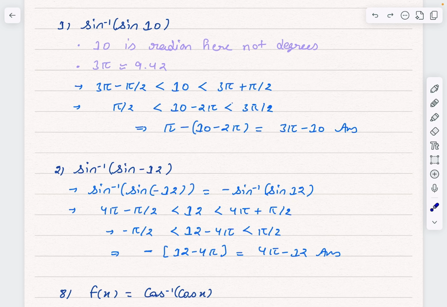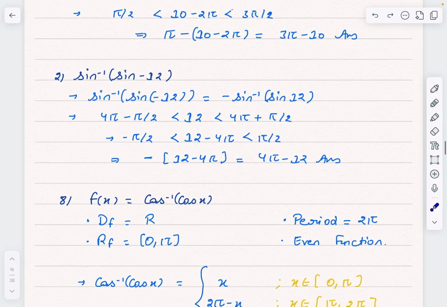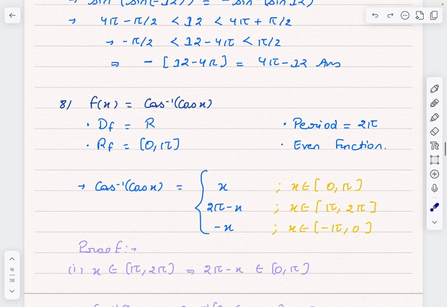Okay, next. Next we have cos inverse of cos x. Let us discuss this in detail now. We will discuss it the same way we have done for sine inverse of sine.